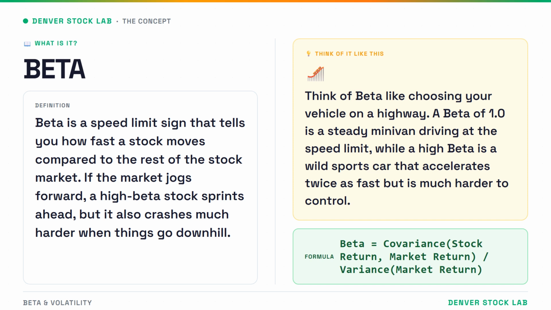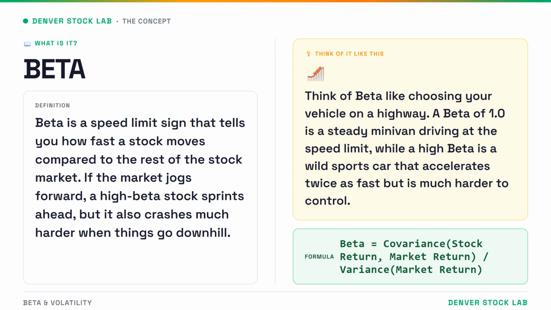If the overall market surges forward by 10%, this minivan stock only climbs by about 5%. But here is the beautiful part. If the market crashes and drops by 10%, your minivan stock only slides down by 5%. It protects you from the worst of the wreckage. These are typically boring, stable companies that sell things people need no matter what, like toothpaste, electricity, or groceries.